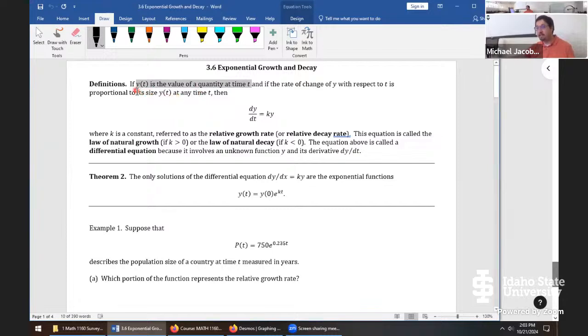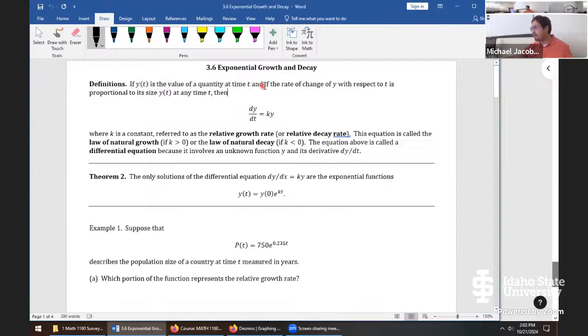We don't always use y of t. Sometimes we use p if we're talking about a population, people or bacteria, for example. And sometimes we use lowercase m if we're talking about the mass of a radioactive substance. But generically, if we're not sure of the context, we just call it y of t. So y of t is the value of some quantity at time t. Imagine something either growing or shrinking.